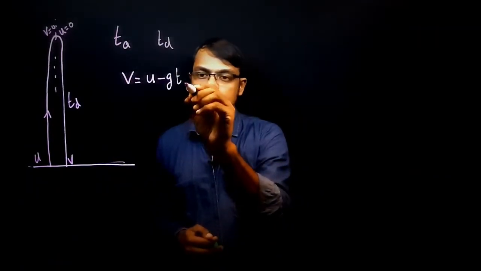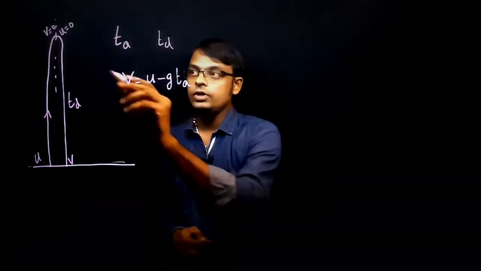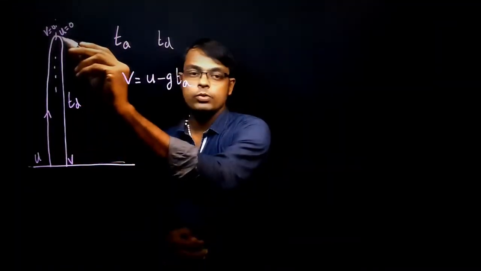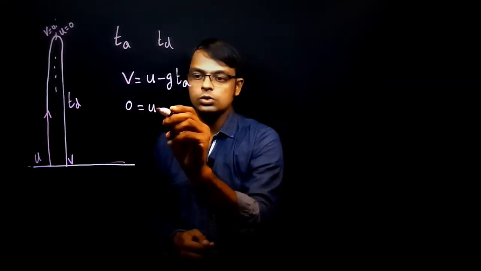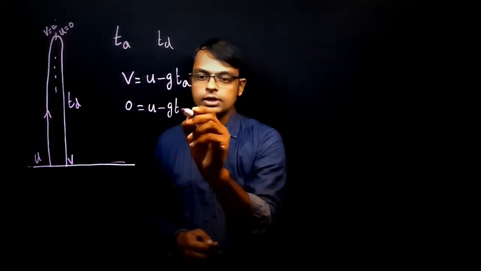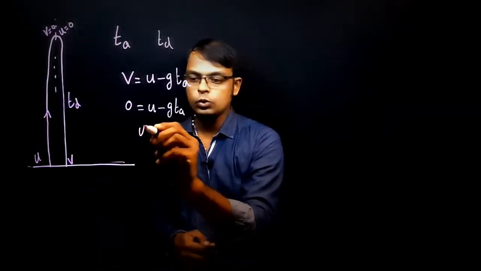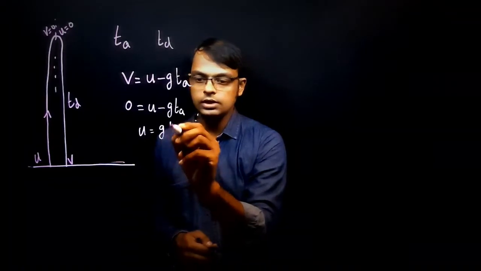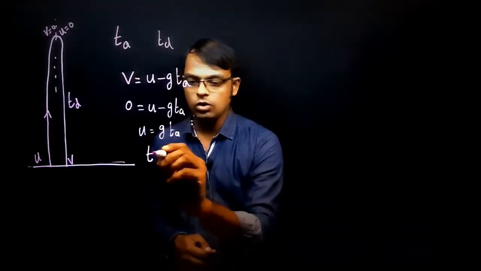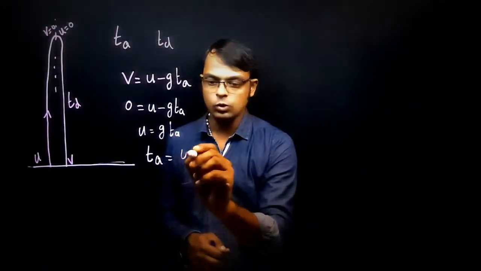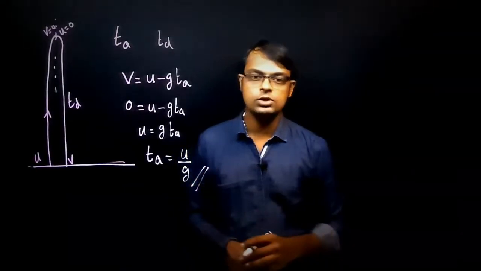And that time we have taken as ascending time, time of ascent. Here V is equal to what? When it is going upward till it reaches the highest point, V is 0. So 0 is equal to U minus g t_a. Same way, if you rearrange this formula, U is equal to g t_a. Or we can say that the time of ascent t_a is equal to U divided by g.